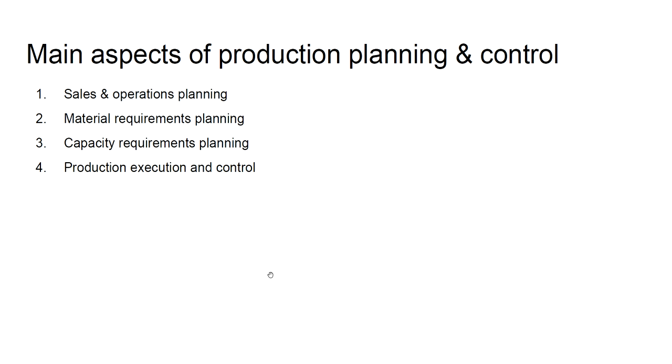So in the PP module of SAP, the production planning and control process is mainly divided into 4 steps. One of the steps is the sales and operations planning. Another step is the material requirements planning. Then another step is the capacity requirements planning, and then there's also production execution and control. Those are the 4 major areas of production planning and control from a process point of view when talking about SAP PP.